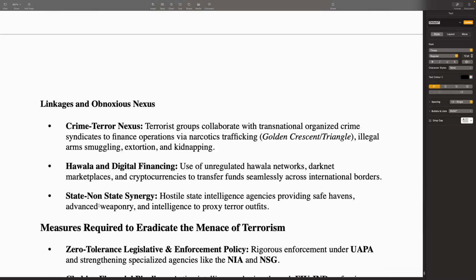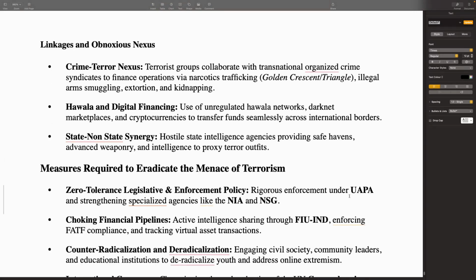Linkages and obnoxious nexus. Crime-terror nexus: terrorist groups collaborate with transnational organized crime syndicates to finance operations via narcotics trafficking, Golden Crescent and Triangle, illegal arms smuggling, extortion, and kidnapping. Hawala and digital financing: use of unregulated hawala networks, darknet marketplaces, and cryptocurrencies to transfer funds seamlessly across international borders. State, non-state synergy: hostile states' intelligence agencies providing safe havens, advanced weaponry, and intelligence to proxy terror outfits.